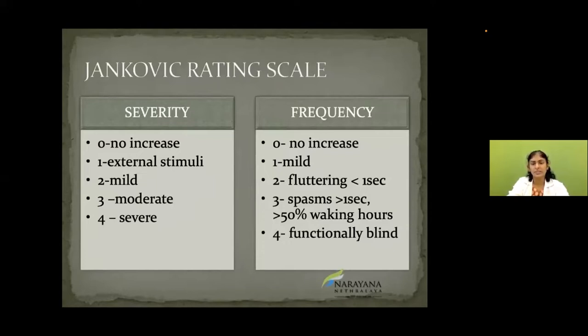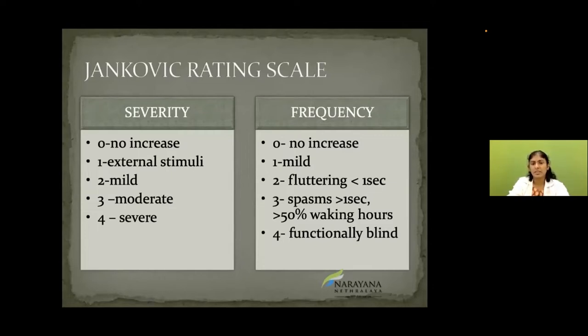0 is no increased blink frequency. 1 is mildly increased. 2 is eyelid fluttering lasting less than 1 second. 3 is spasms lasting for more than 1 second, but eyes open more than 50% of the waking hours. 4 is functionally blind due to persistent spasm for more than 50% of the waking hours.